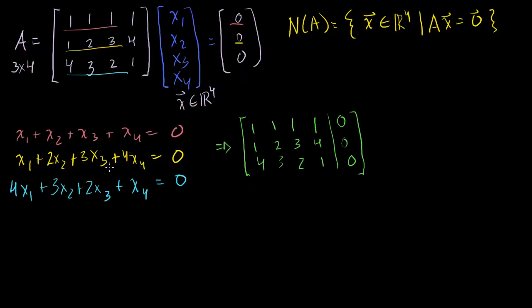But now that we want to solve the system of equations, we're kind of going back to the augmented matrix world. And what does this augmented matrix look like? Well, this is just our matrix A right there, and that's just the 0 vector right there.